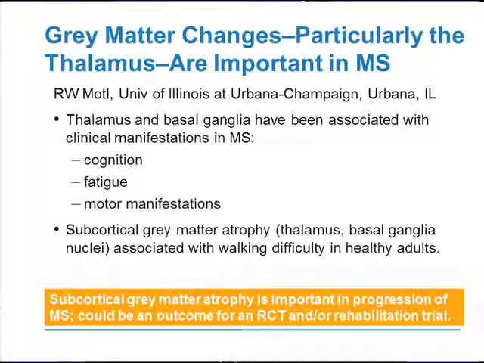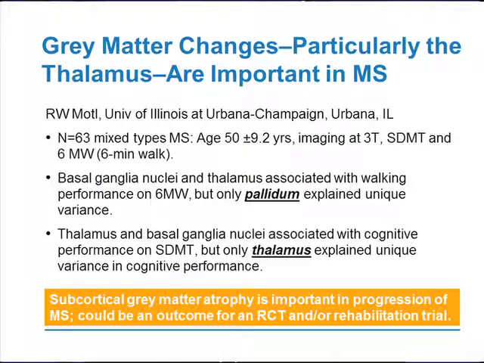And one of the things that they were interested in looking at is, with exercise training and improvement in walking, are these peripherally mediated or centrally mediated mechanisms. So as an initial way to get at this, they took a group of 63 patients, mixed types of multiple sclerosis, mean age of 50 with a standard deviation of 9.2 years, imaged at 3T.